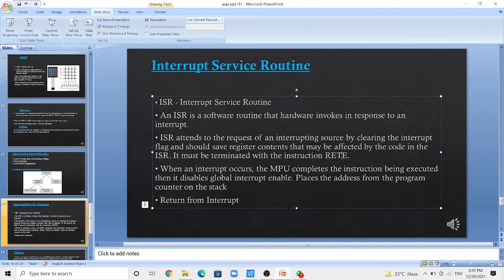When an interrupt occurs, the microprocessor unit completes the instruction being executed, then it disables the global interrupt enable, shortly named GIE, and places the address of the program to return to from the interrupt. Okay, and then go to next.